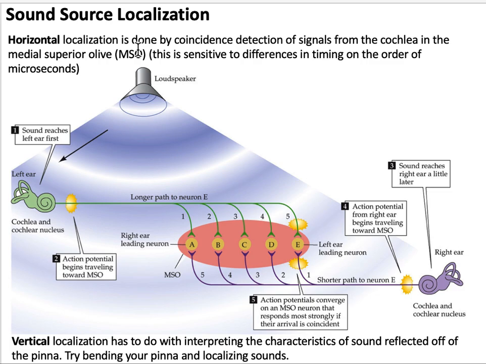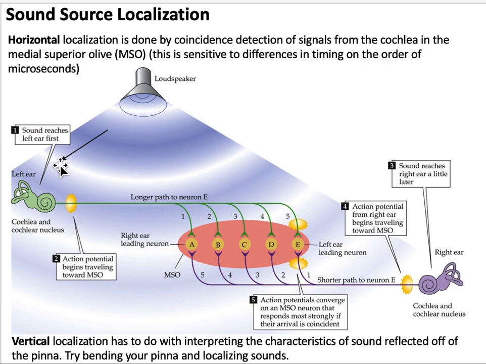And what's going to happen is that the sound gets transduced, you generate action potentials, and these are going to propagate down, and they're going to come into this MSO, the medial superior olive. Same thing is occurring at the right cochlea. So we're going to generate action potentials. Now, see these neurons that are labeled A, B, C, D, and E. These are neurons in the MSO, and they only fire action potentials when they get input from the left ear and the right ear. So they serve as coincidence detectors.